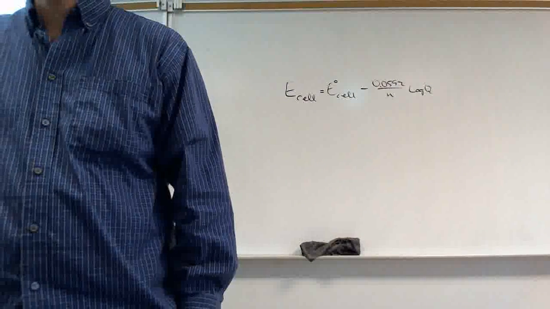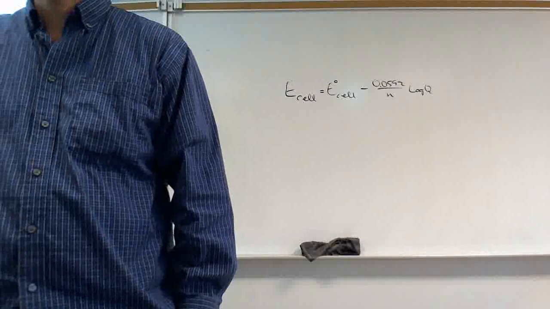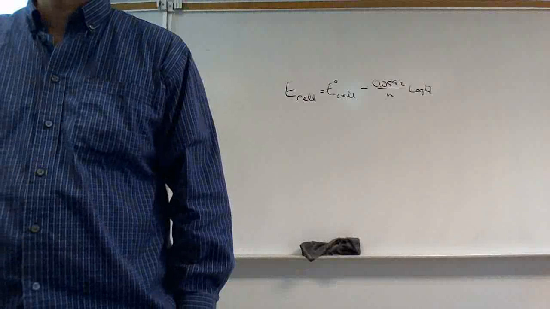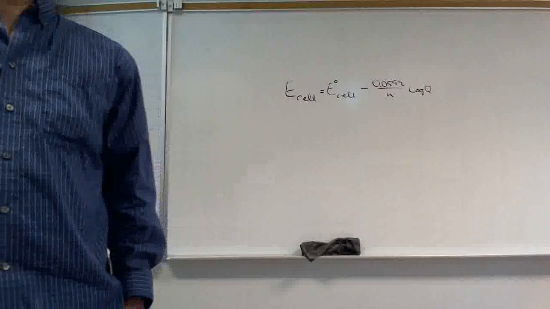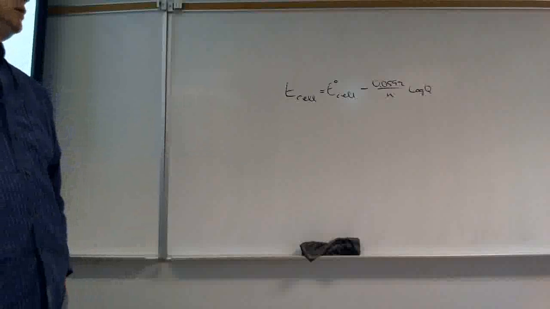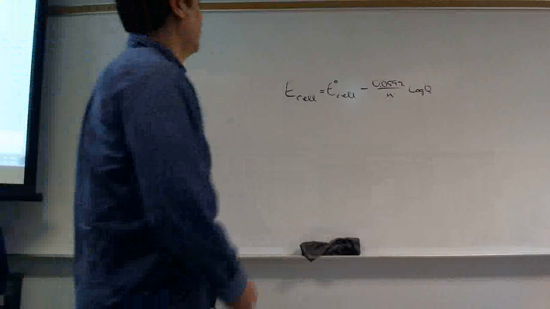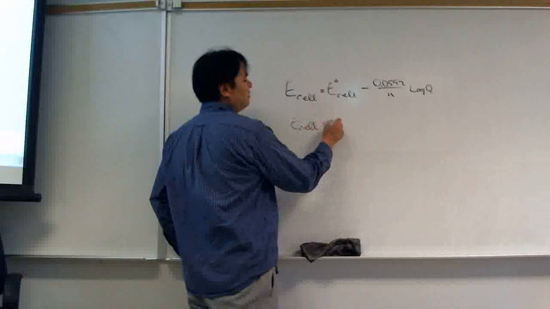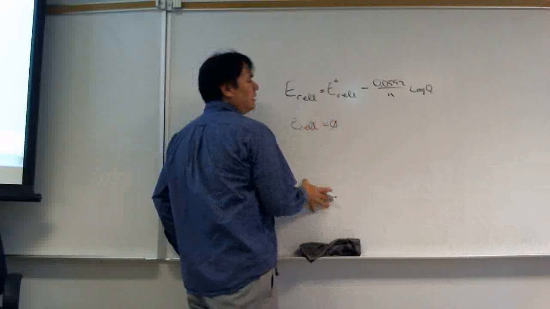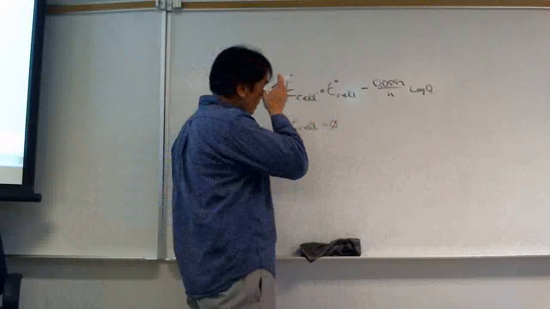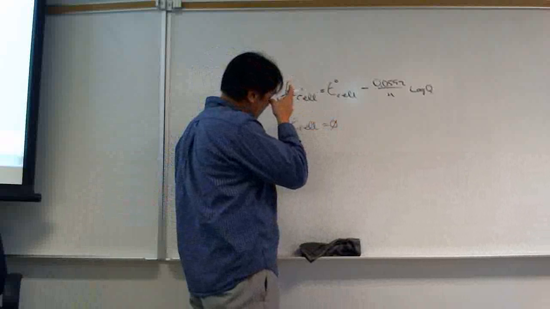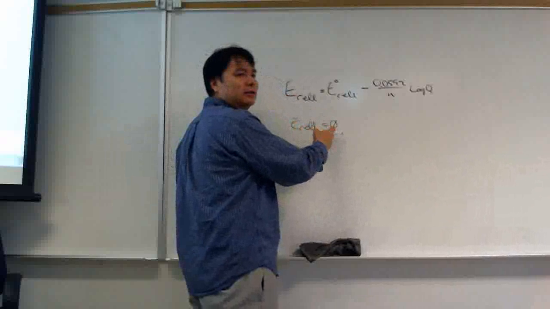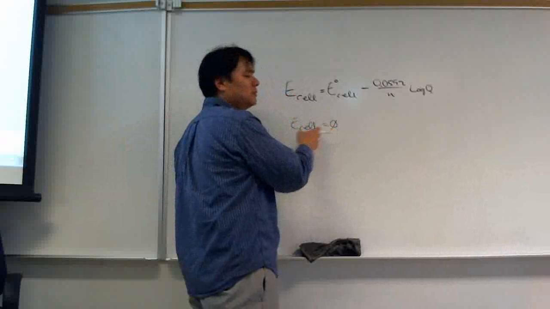Okay, other questions? I had a question about ln of Q and ln of K. When do you know when to use either one? Yeah, it's when you set, for example, E of the cell equal to 0. What does that tell you? That the electrons aren't being pushed one way or the other.